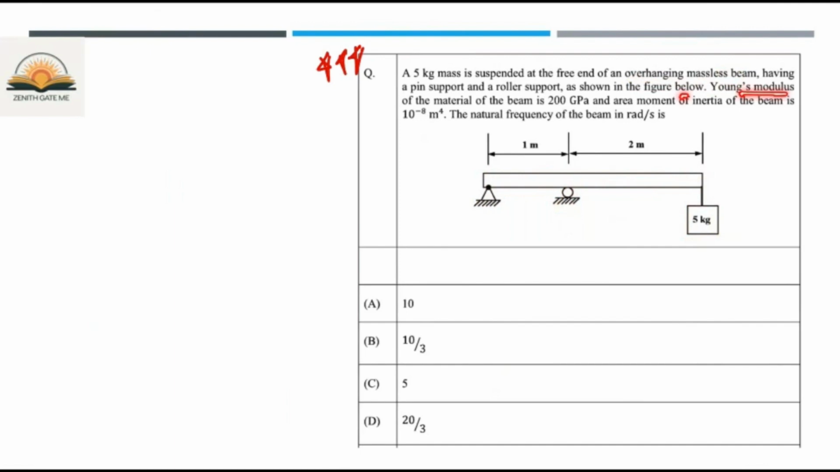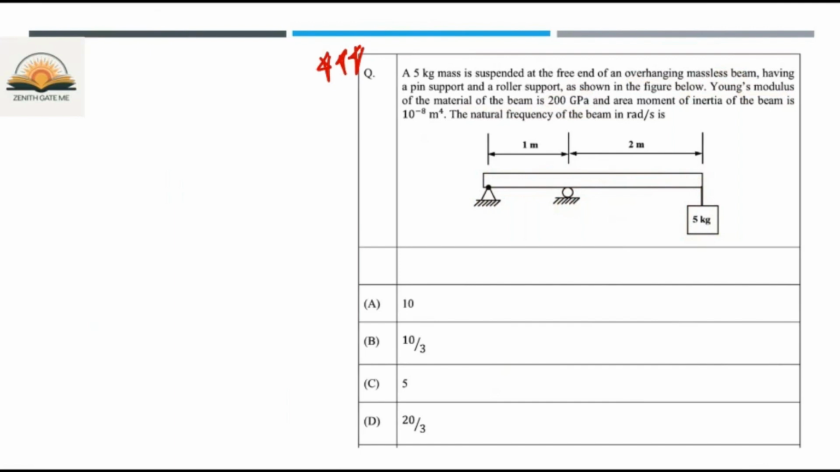As shown in the figure below, Young's modulus of the material is given as 200 gigapascal, and the area moment of inertia of the beam is 10 to the power of minus 8 meter to the power of 4. You have to calculate the natural frequency of the beam in radian per second. The four options are: option A is 10, option B is 10 by 3, option C is 5, and option D is 20 by 3. So how will you approach this problem?